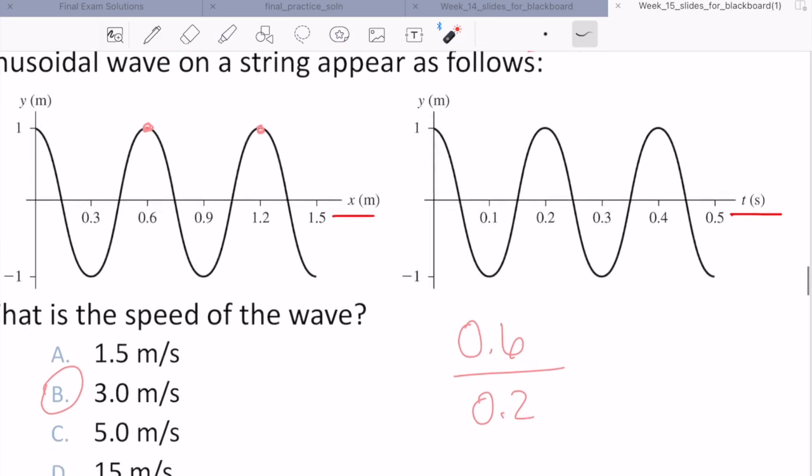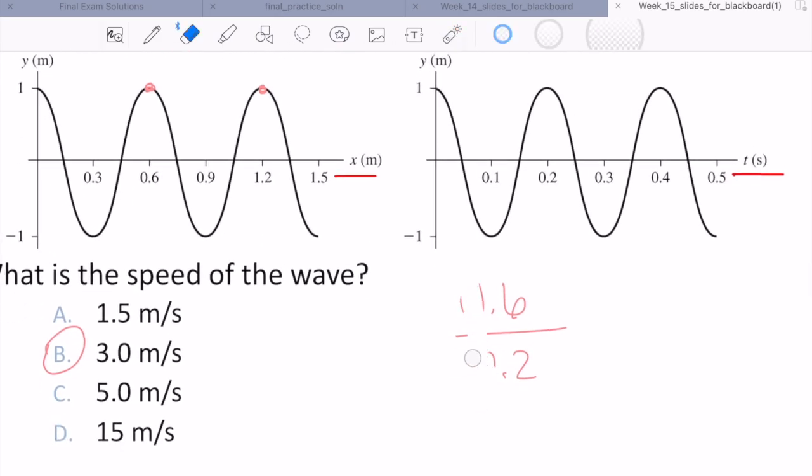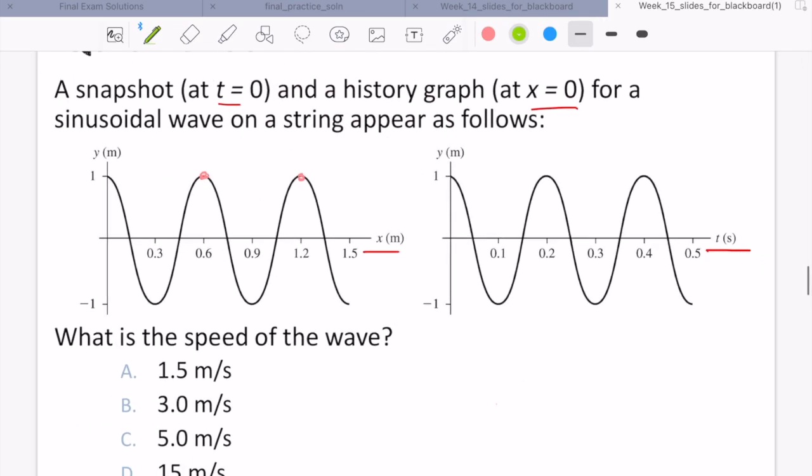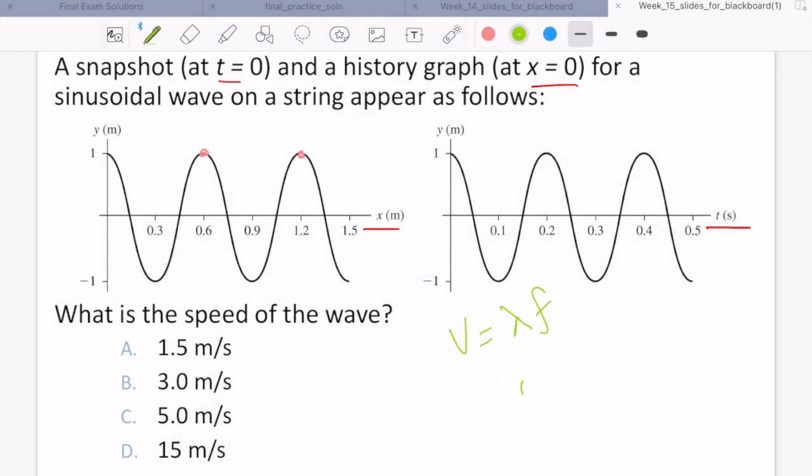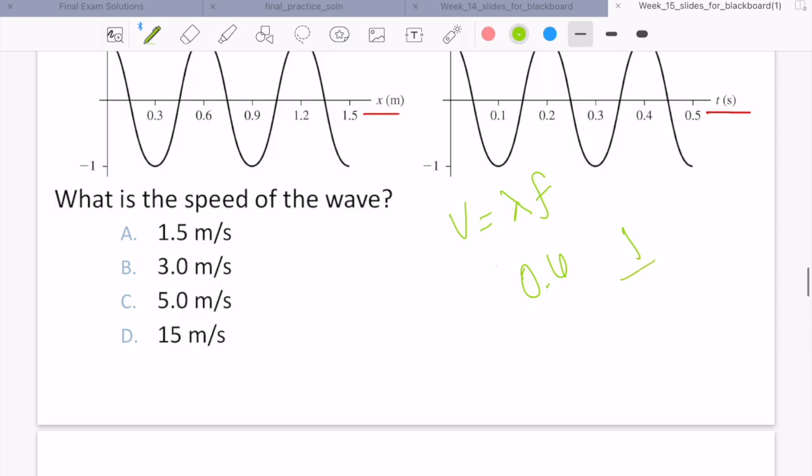Actually, did I do this wrong? I might have done this wrong. So forget that for a second. I don't think it's 3. So you have your wavelength. This v is equal to wavelength times your frequency. If your wavelength is 0.6, and your period here is 0.2 seconds, your frequency is 1 over the period. That's 1 over 0.2 seconds, or 2/10. So then your frequency will just be equal to 5 hertz.